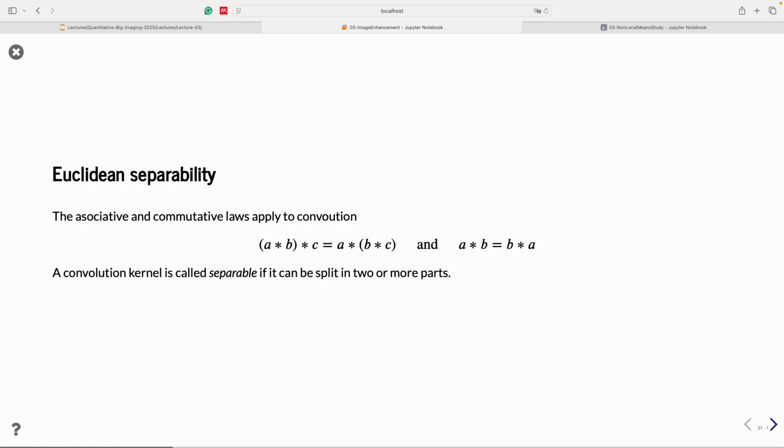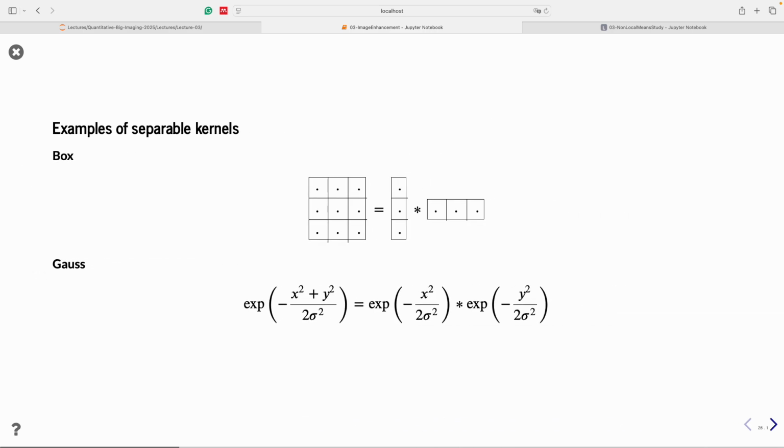One interesting thing about the convolution is that you can separate the kernels in some cases, and that is actually enabled by the commutative and associative laws applying to the convolution. So these two expressions are the same, and same as these two expressions, and that is something we can use. For example, in the box filter, we have this kernel of 3 by 3. It can actually be divided into two parts, which have fewer weights. And also the Gauss filter can be split in one part in the horizontal direction, and one part in the vertical direction.